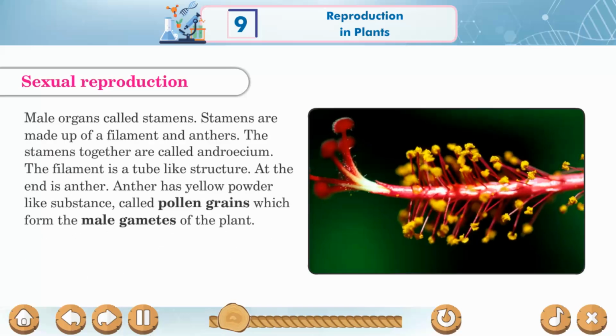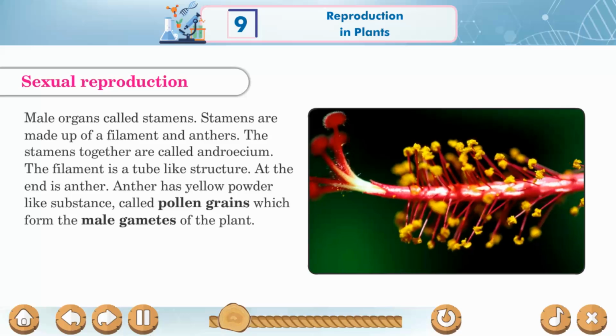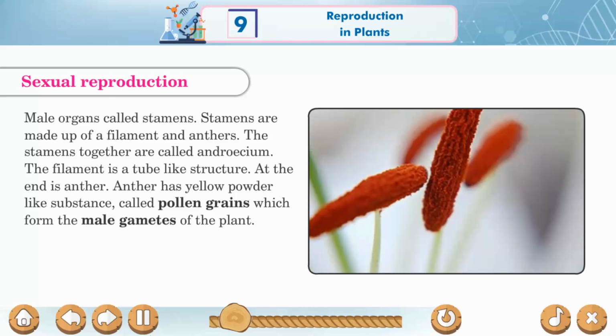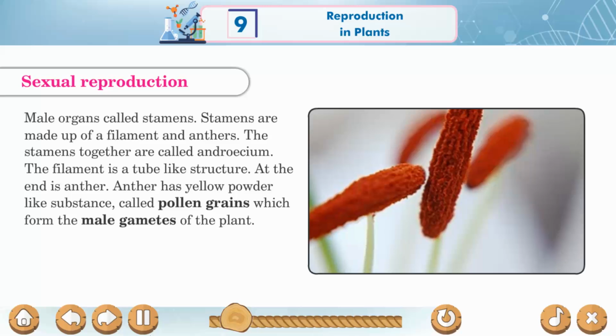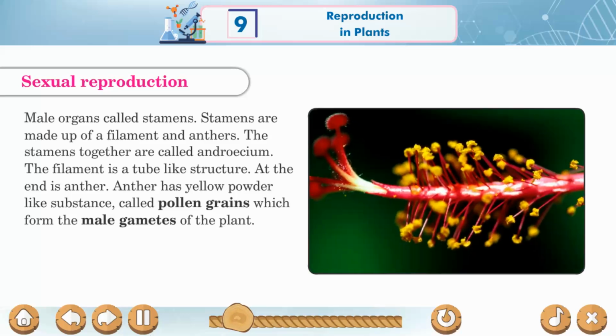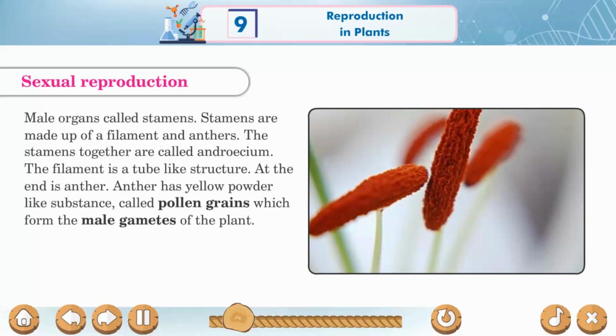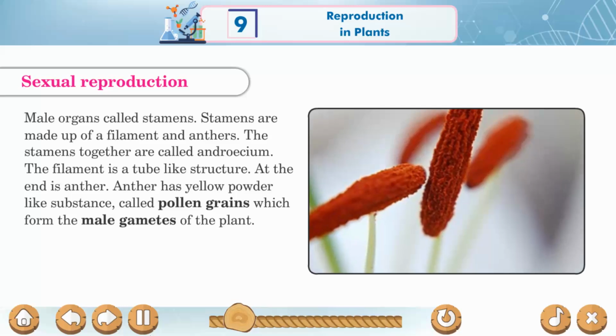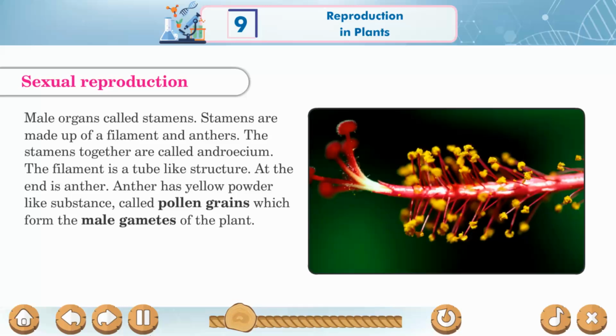Male organs are called stamens. Stamens are made up of a filament and anthers. The stamens together are called androecium. The filament is a tube-like structure. At the end is the anther. Anther has a yellow powder-like substance called pollen grains, which form the male gametes of the plant.